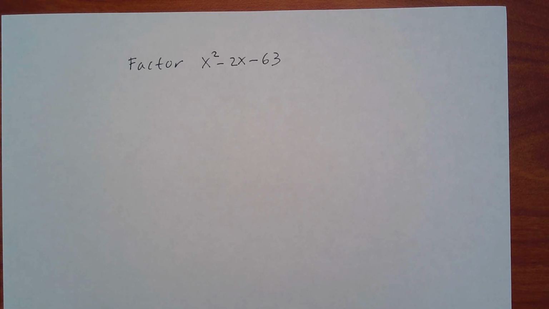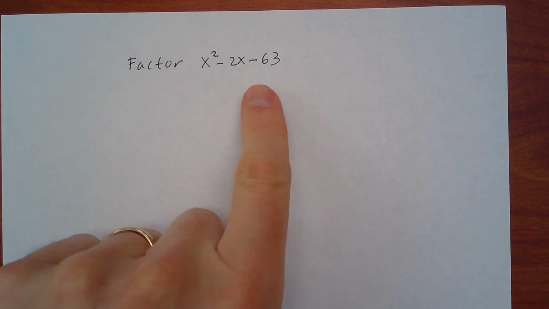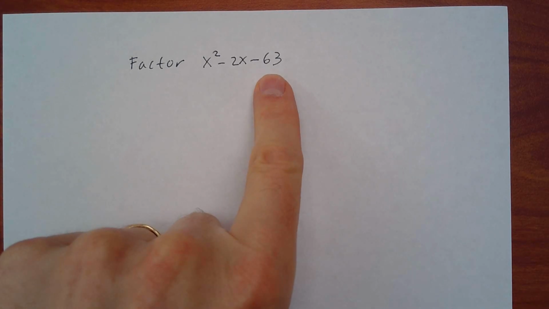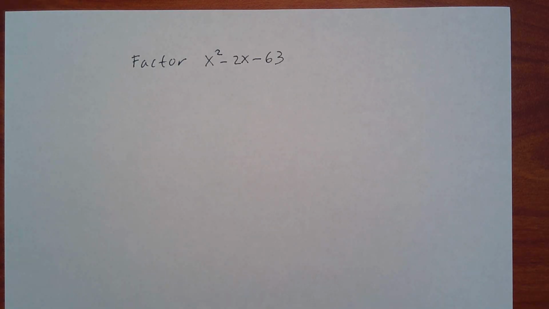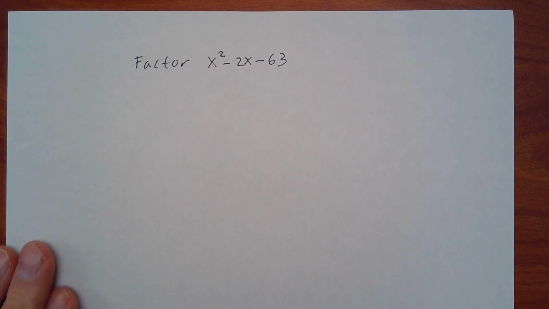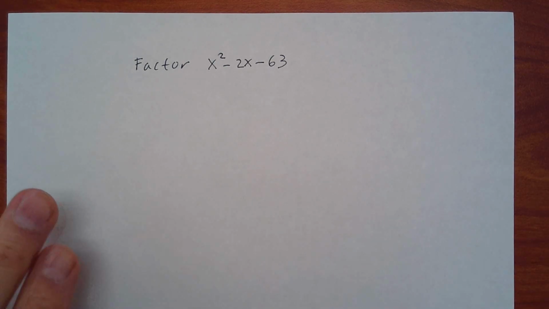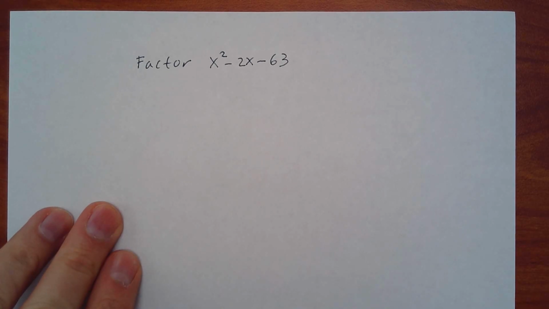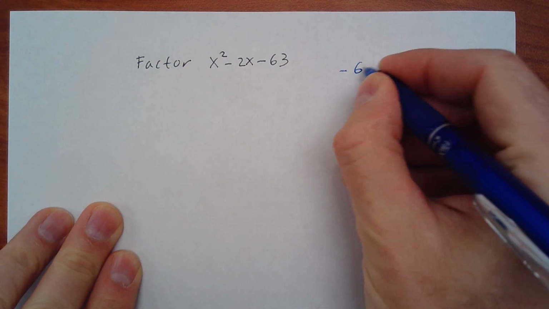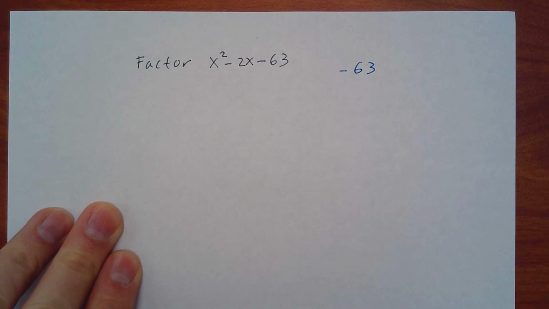Hello everyone. I want to take a few minutes to show you how you can use your TI-30 to help you find the factors of a number like 63. So let's say we have this factoring problem. We have to factor x squared minus 2x minus 63. And so I want to be looking for factors of negative 63 that add up to negative 2.